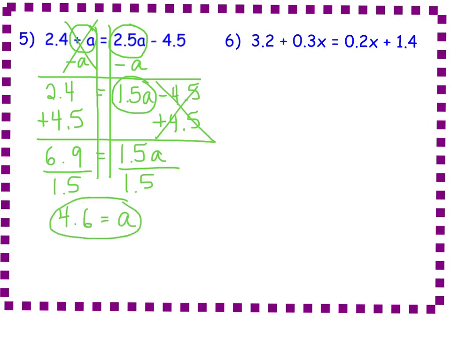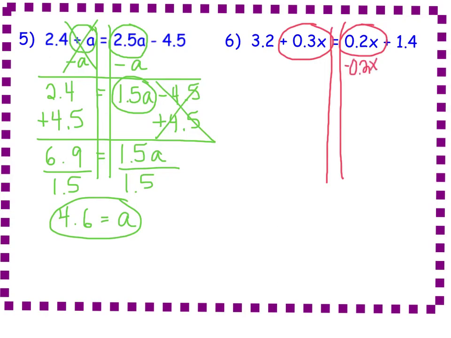Okay, now it's your turn. Go ahead and pause the video and then let's see how you did. Okay, problem number 6. Here we go. So draw your river. Find all of your terms that have variables in them. Pick the smaller of the two, that would be 0.2x, so I'm going to subtract.